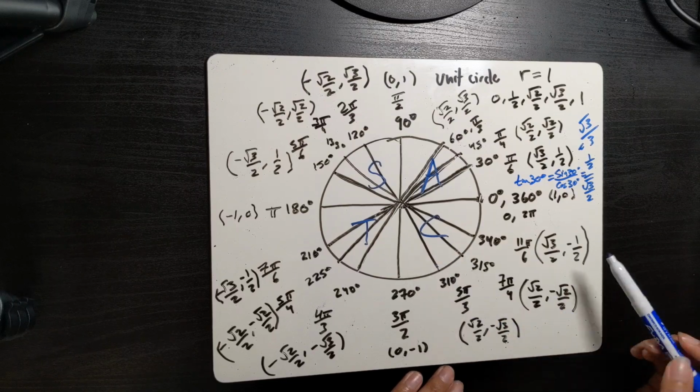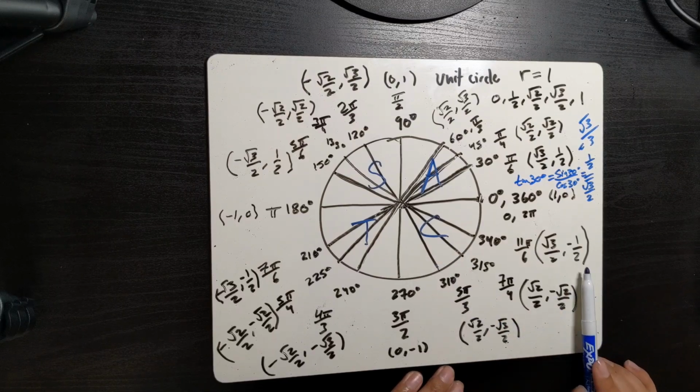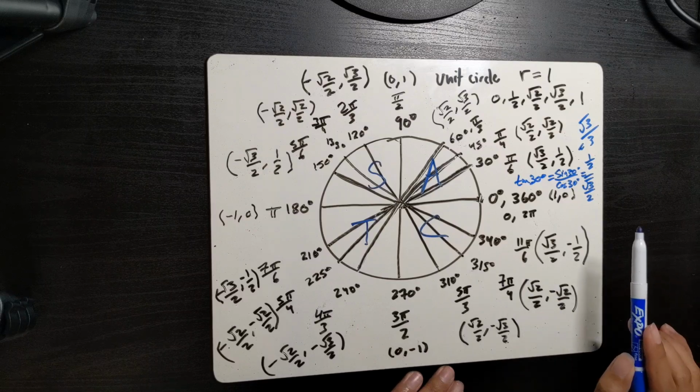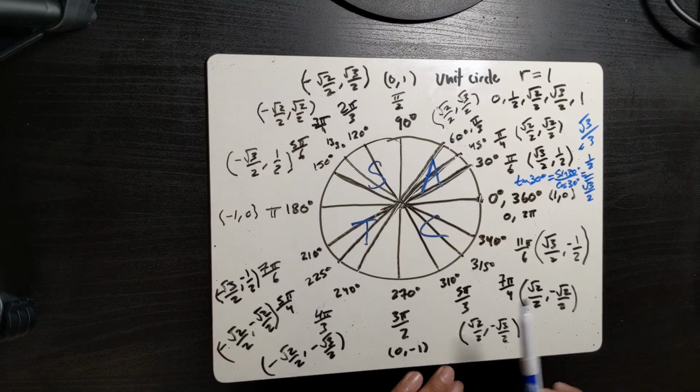And finally, in the fourth quadrant, only your cosine values would be positive. If you were to do a sine, you would have gotten a negative value. And if you were to do a negative sine over cosine, you would have gotten a negative value for your tangent as well.